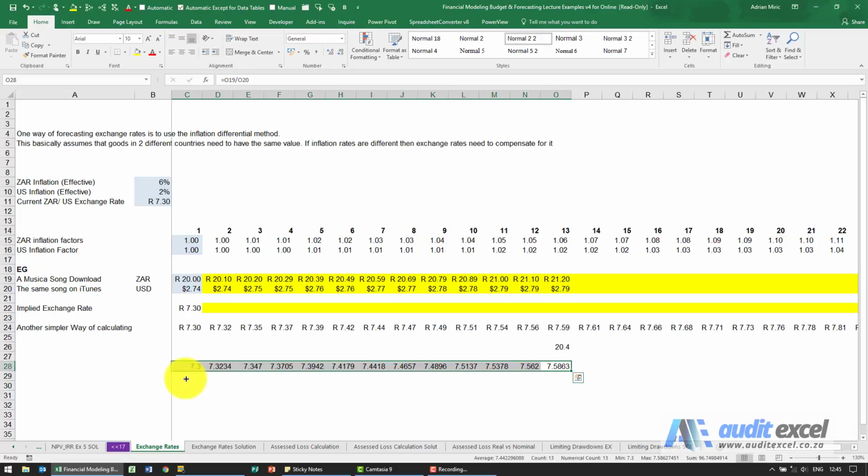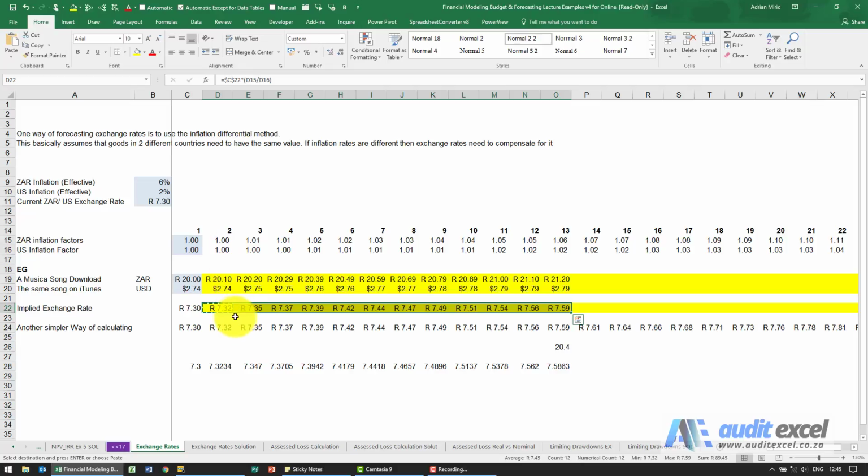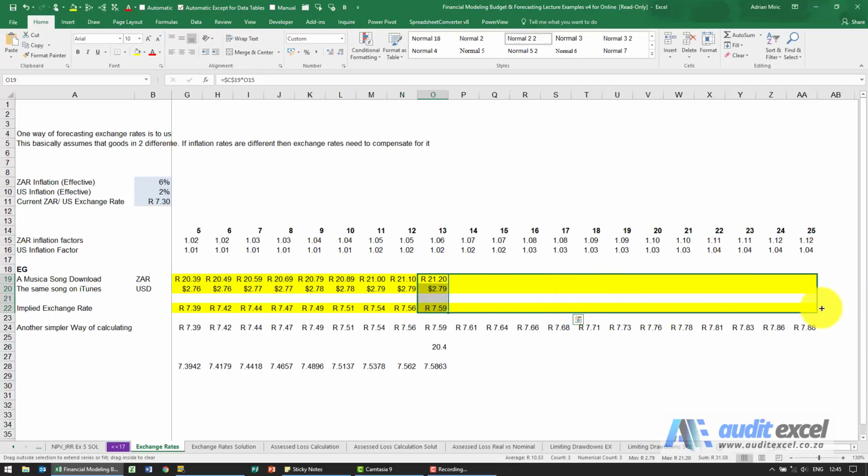You can copy it across if you want. A short form of this calculation is to actually use these factors. So I could just as easily say, take the 7.30, and multiply it, sorry, I'll just put my dollar signs in there, and multiply it by the South African inflation factor divided by the US inflation factor. And what you'll see is when you copy it across, it gives you what the exchange rate should be to make everything equal. And obviously all these things can then be extended for as long as you need them.